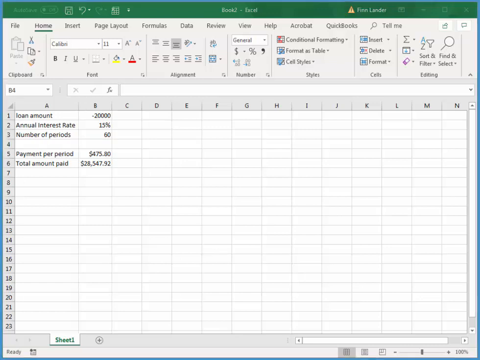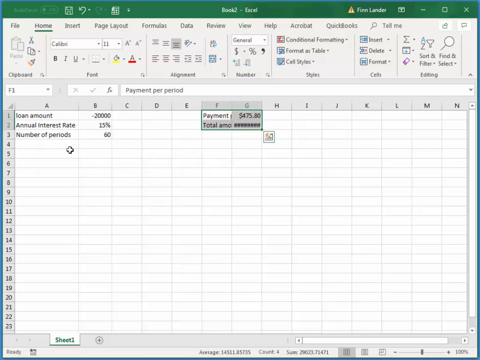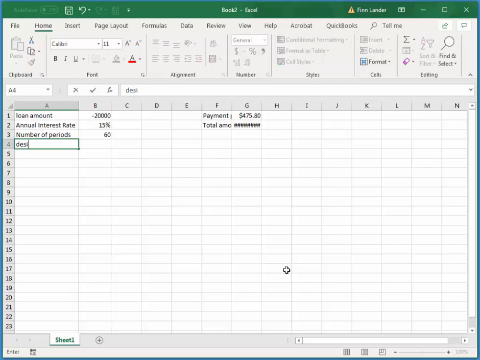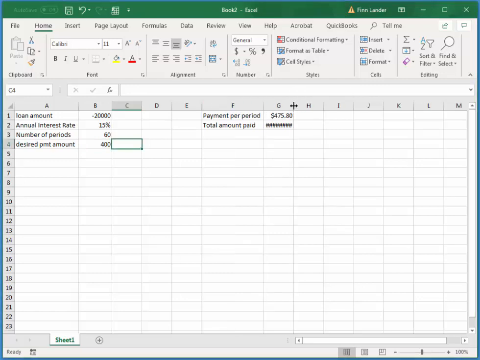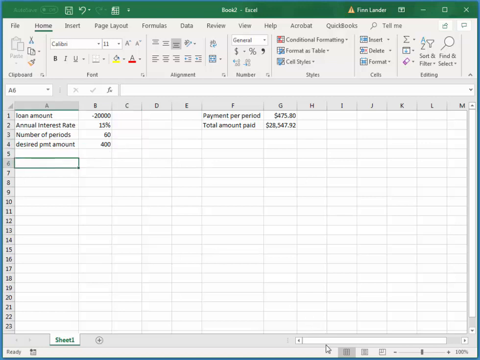Now we can also look at this situation in another way. If we have a specified amount to pay, we would want to find out how long it'll take us to pay off that loan. So again, I'm going to leave this as is, except for the number of periods, which we'll figure out. What I'm going to do is just move this down here, and move this over here, just to move it out of the way. And I'll say desired payment amount. Maybe we can only afford to pay $400 per month. Just make this a bit bigger so we can see what that is. I'm going to say number of payments required for this scenario.